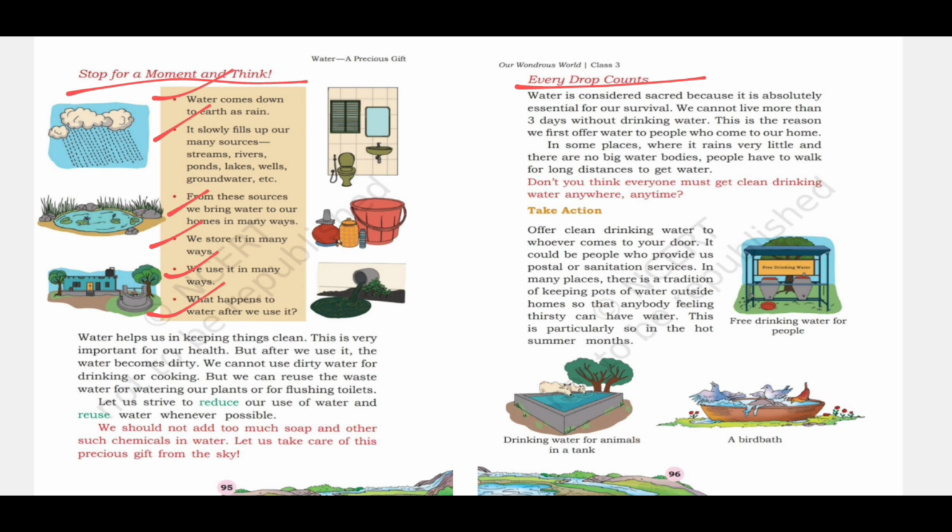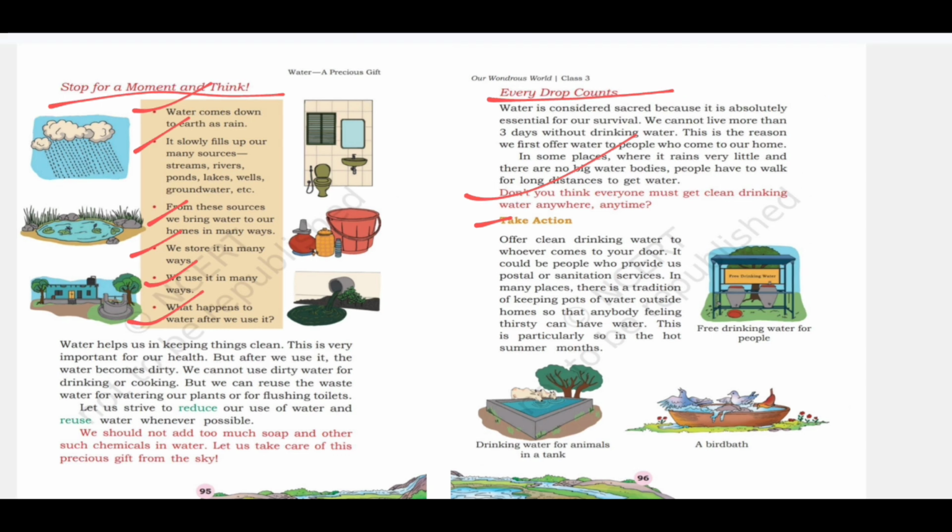So most of us are very lucky that we have water which comes directly to our house. Isn't it? Just think about it. Don't you think everyone must get clean drinking water anywhere, anytime? Take action. So this says take action. Let's see, what is it telling us to do? Offer clean drinking water to whoever comes to your door. This is one thing that we can definitely practice. It could be people who provide us postal or sanitation services.